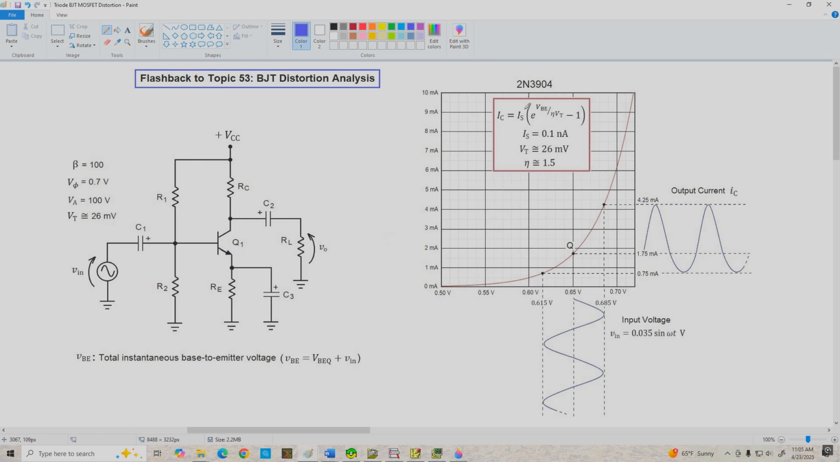Now let's just review the parameters in Shockley's equation for the transistor for a second. I sub S is the saturation or leakage current for the base emitter junction diode. It's typically a really small current, in this case about 0.1 nanoamps. V sub T is the thermal equivalent voltage for the diode, and at typical operating temperatures it's about 26 millivolts. And finally, eta is the emission coefficient, and for general purpose transistors like the 2N3904, it's usually around 1.5.